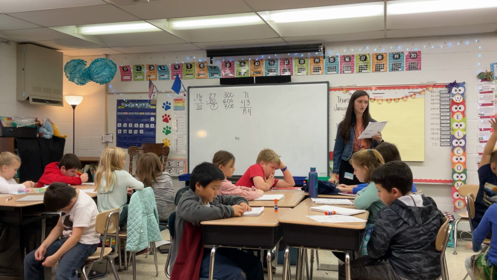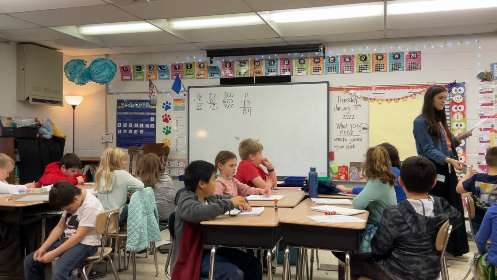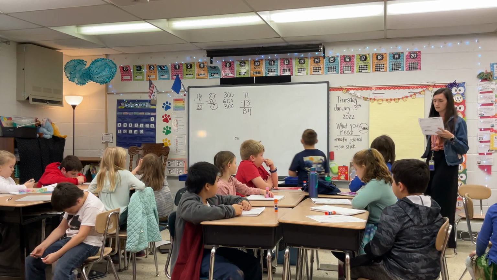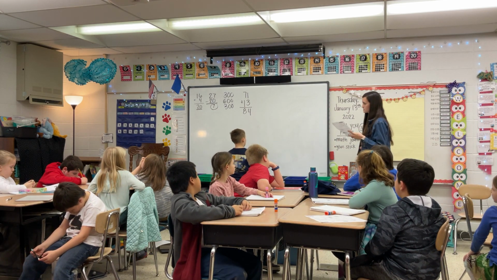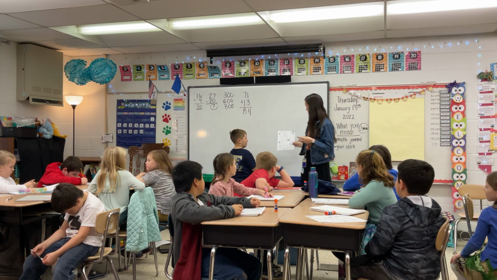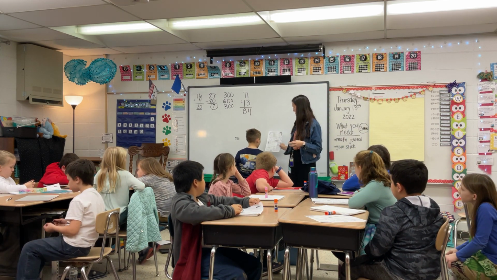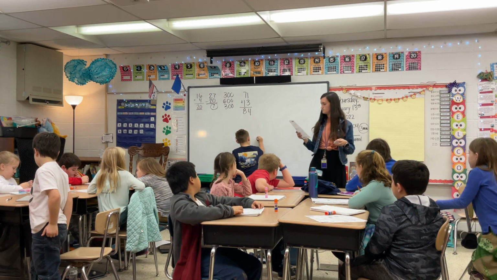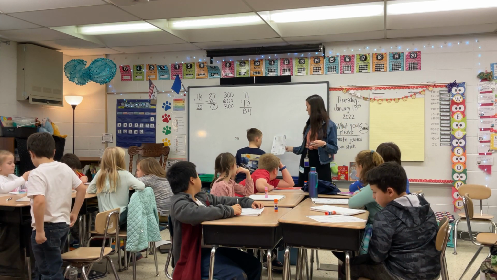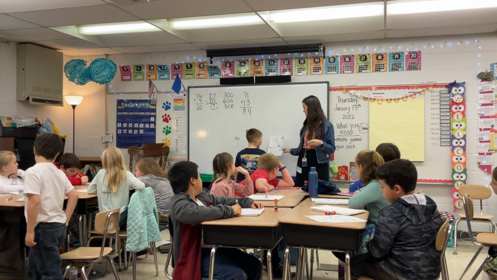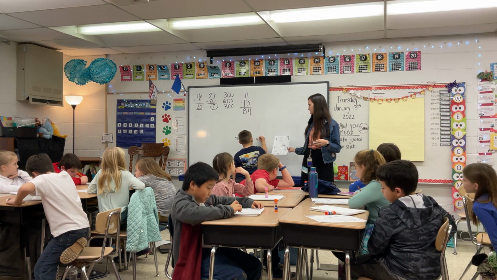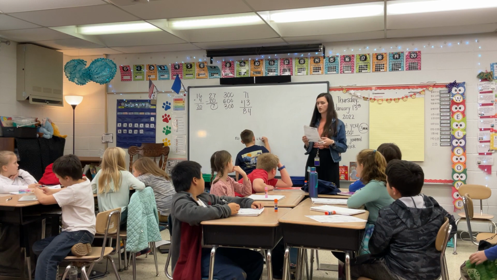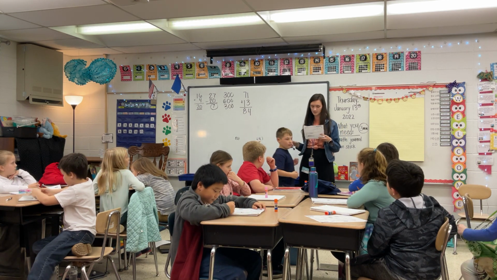Look at the base 10 blocks. Write the number shown. Come up to the board and write the number that the base 10 blocks show. How many 100 blocks are there? 3. How many 10 blocks are there? 4. Yep. So go ahead, write a 4. How many 10s are there? 4. And how many 1s? 3. 443 is your number. Good job.